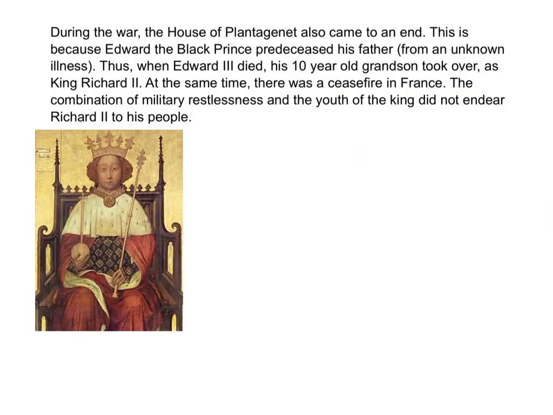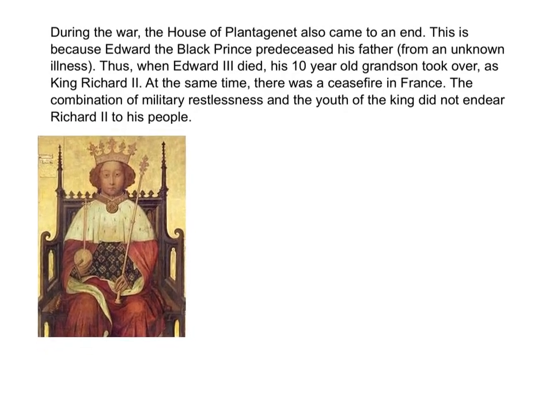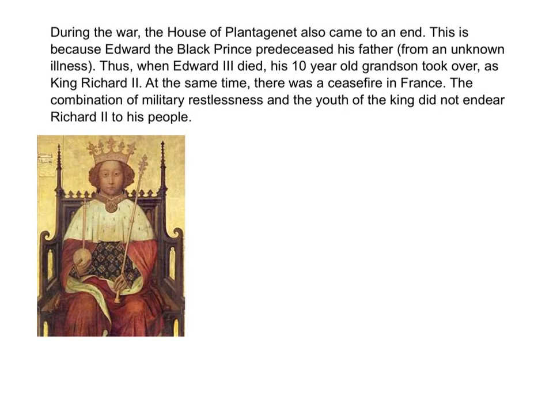During the war, the House of Plantagenet also came to an end. This is because Edward the Black Prince predeceased his father from an unknown illness. Thus, when Edward III died, his 10-year-old grandson took over as King Richard II. At the same time, there was a ceasefire in France, which ended up not being very good for the English.